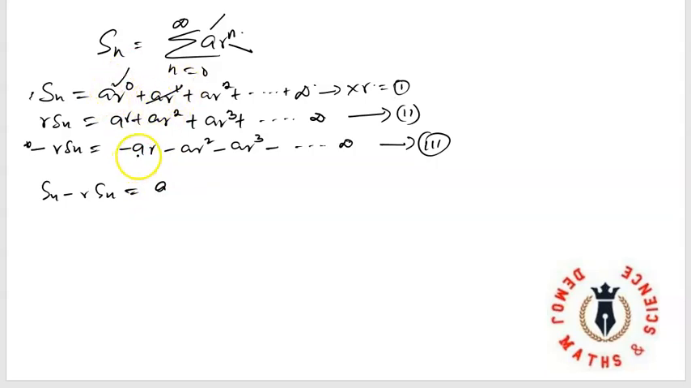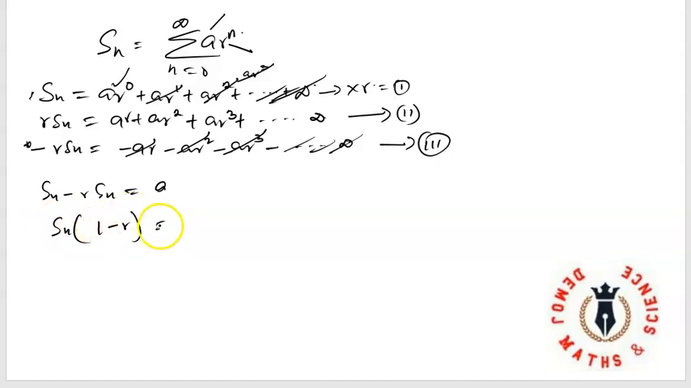Now that means my Sn minus r Sn will be equal to a, which is the first term here. Then ar minus ar gives way, ar squared minus ar squared gives way, ar raised to power 3 minus ar raised to power 3 gives way, and it continues that way up to infinity, and each of them gives way. So I'm left with Sn minus r Sn is equal to a. Now let's factorize. Sn comes out, I have 1 minus r, equal to a. So that Sn will be equal to a over 1 minus r.